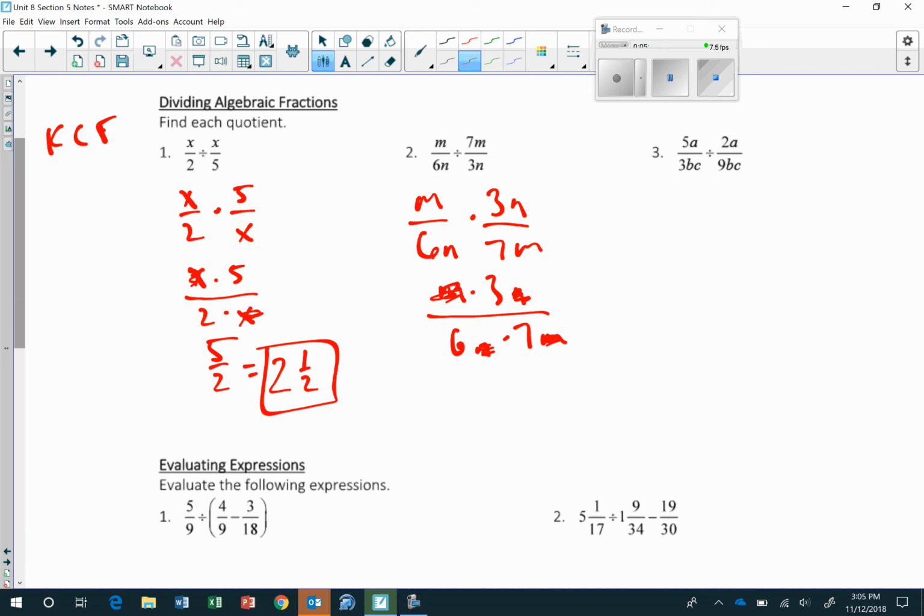3 and 6 can both be divided by 3. So 3 divided by 3 is 1. 6 divided by 3 is 2. So I just have 1 on the top, and then 2 times 7 is 14. So I'm all done there.